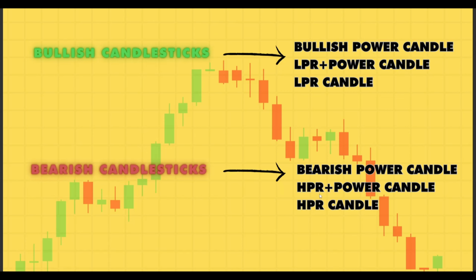Okay, so next we will learn about bearish candlesticks. In the bearish candlestick patterns, we will also look for the bearish power candle, HPR plus power candle, and HPR candle. Okay, so same concept, different name, and just the candlestick color will be red. And in the end I'll also tell you why the candlestick's color doesn't matter. So let us begin. Let us go on to the charts and see how bearish candlesticks look on the charts.